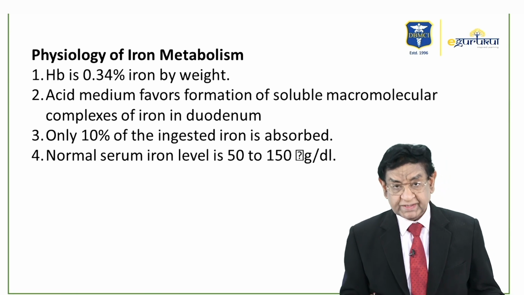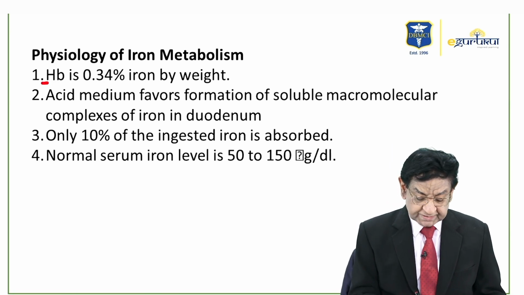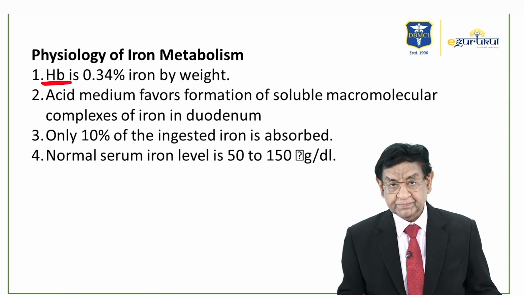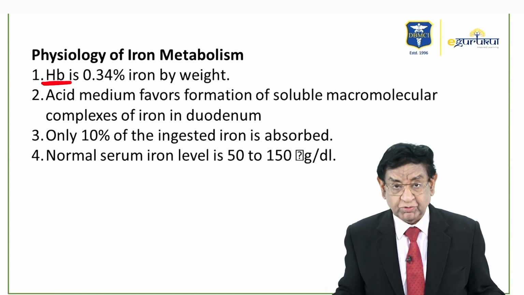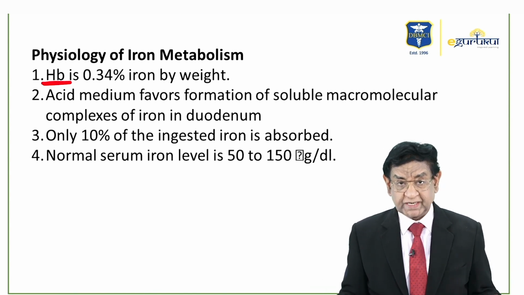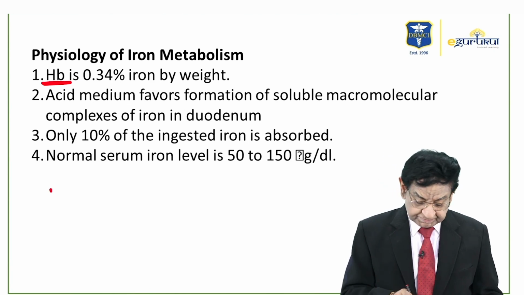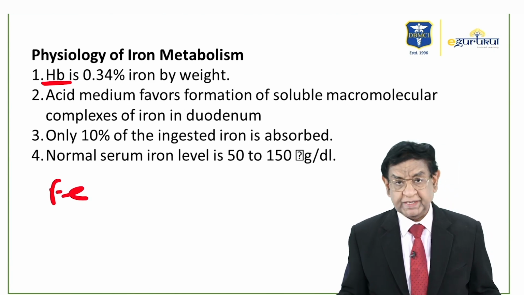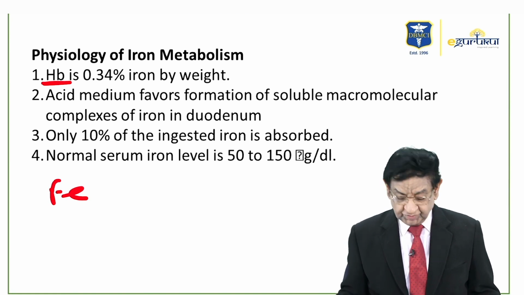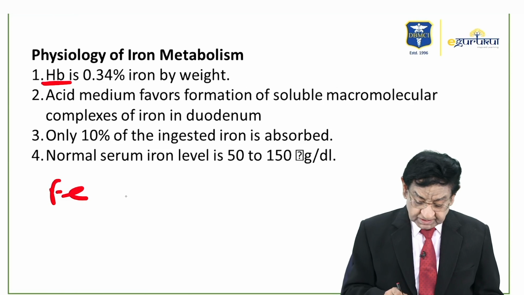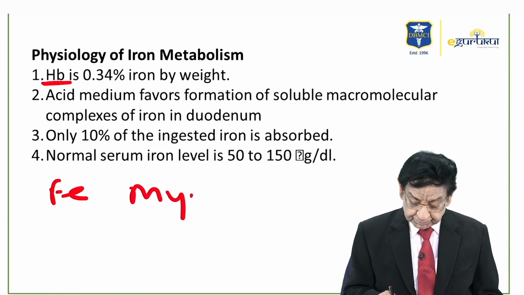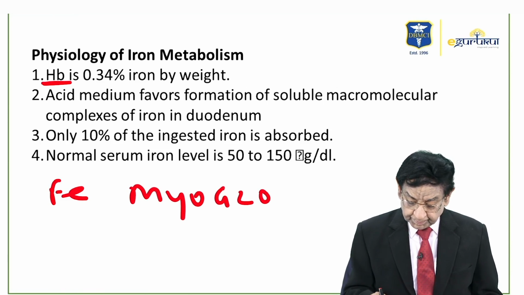We are well aware that iron is there in hemoglobin. It is there in certain other molecules also. Stop the video, write down the answer. What are the other molecules where iron is present? Quickly write down the answer. Stop the video, write down the answer. The answer is myoglobin, cytochrome.